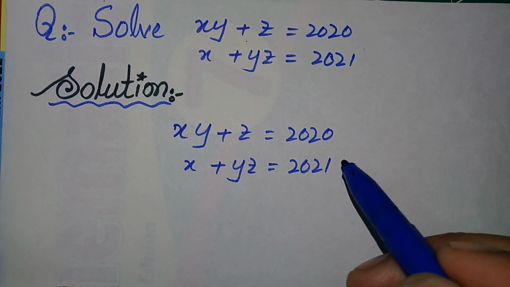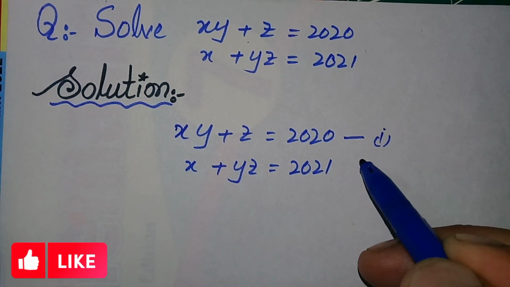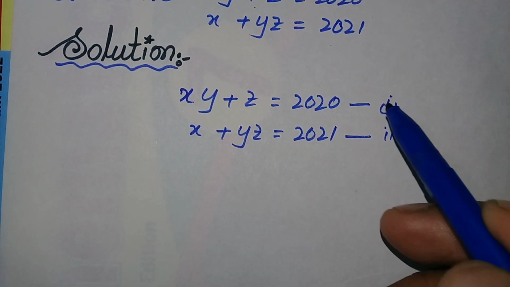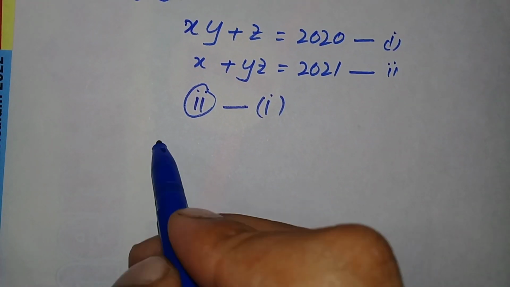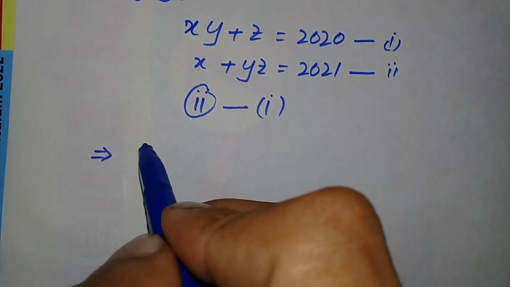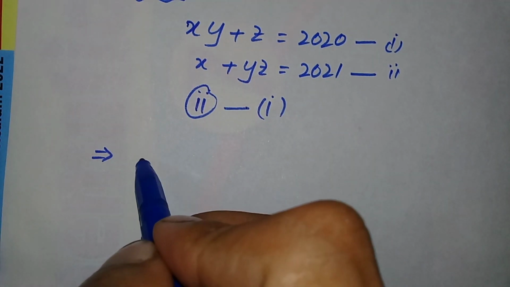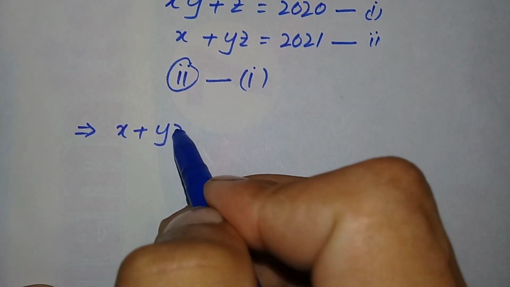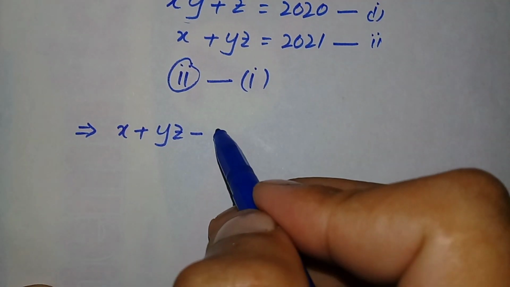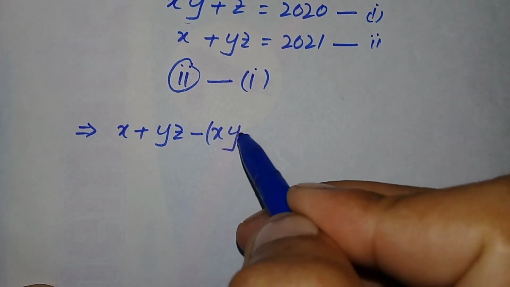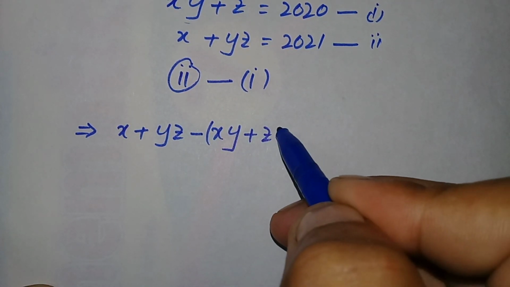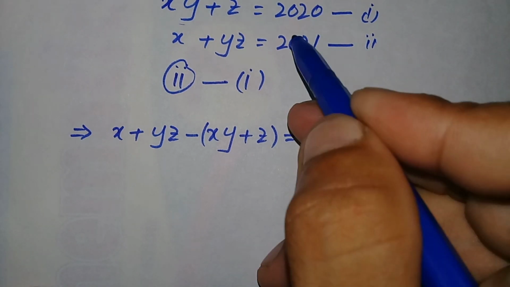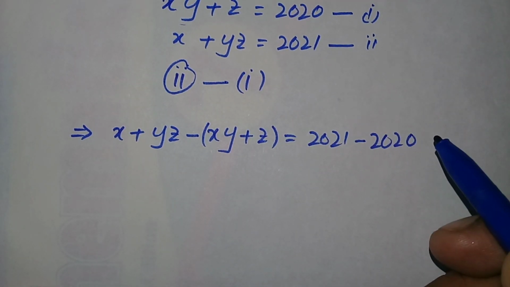So to solve this system of linear equations, let's say this is equation number 1 and this is equation number 2. Next we will subtract equation number 1 from equation number 2. So it will become: x + yz - (xy + z) = 2021 - 2020.